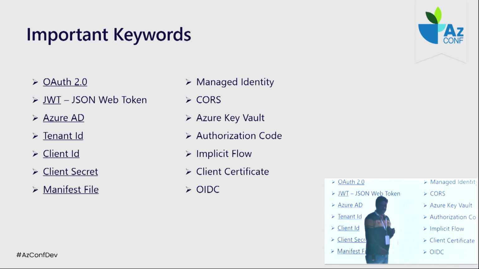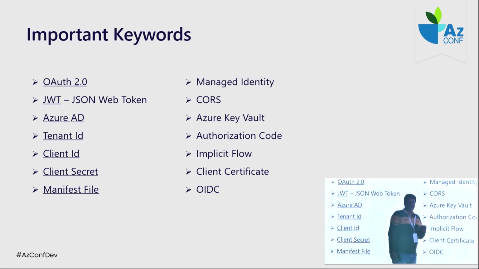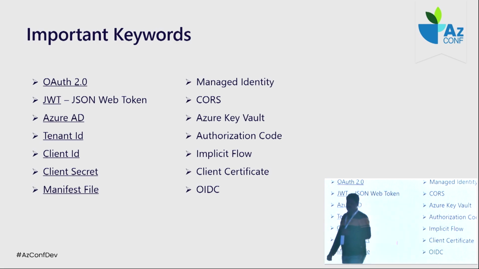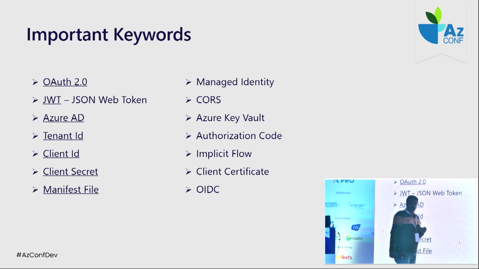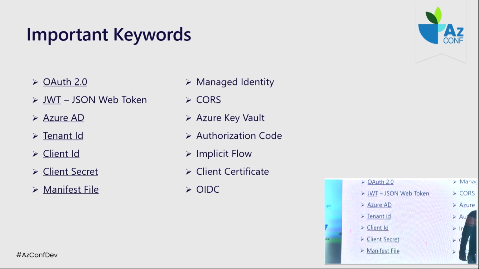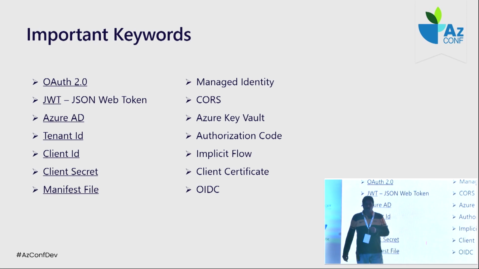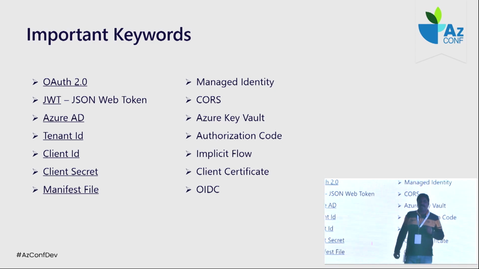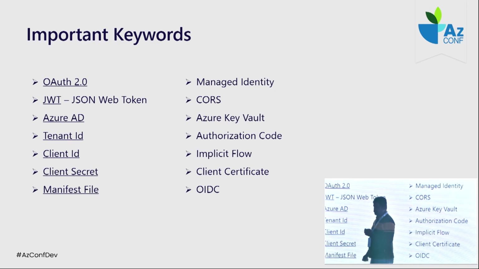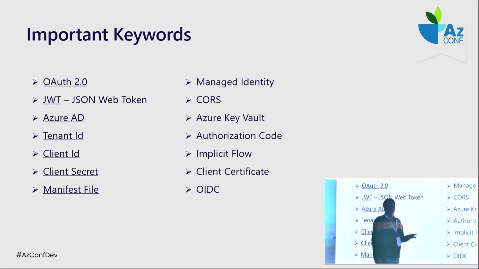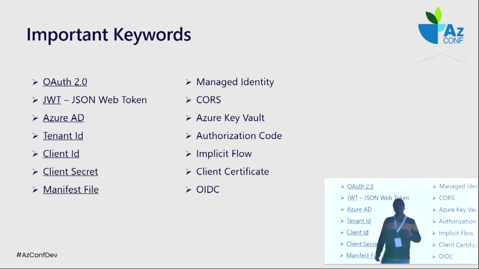Okay. Before going to the functions, we need to cover some of the keywords. These are the keywords that were talked about in the other sessions as well: OAuth, JWT token, Azure AD, tenant ID, client secrets, and manifest files. A few words about JSON Web Tokens, simply called JWT. It is generally used to exchange authorization information between different applications. And Azure AD is the directory store, and the client ID and client secrets we can see in the demo as well.